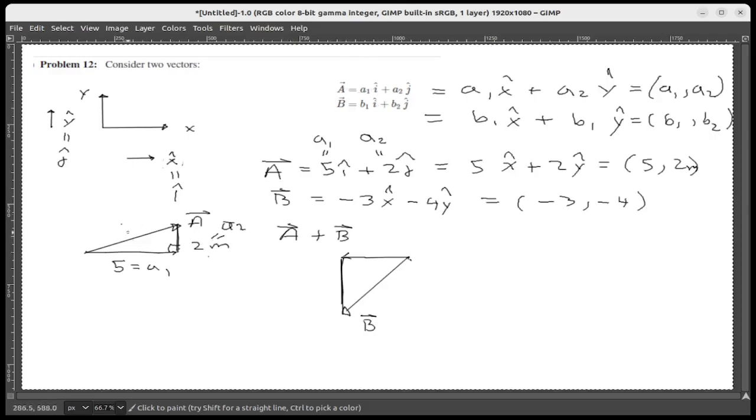So the magnitude of this vector would be a, that's just the size of the arrow. And what's the size of that arrow? That would just be equal to, from the Pythagorean theorem, the square root of a1 squared plus a2 squared. And in this case, that would be the square root of 25, 5 squared plus 4, so it would be the square root of 29.